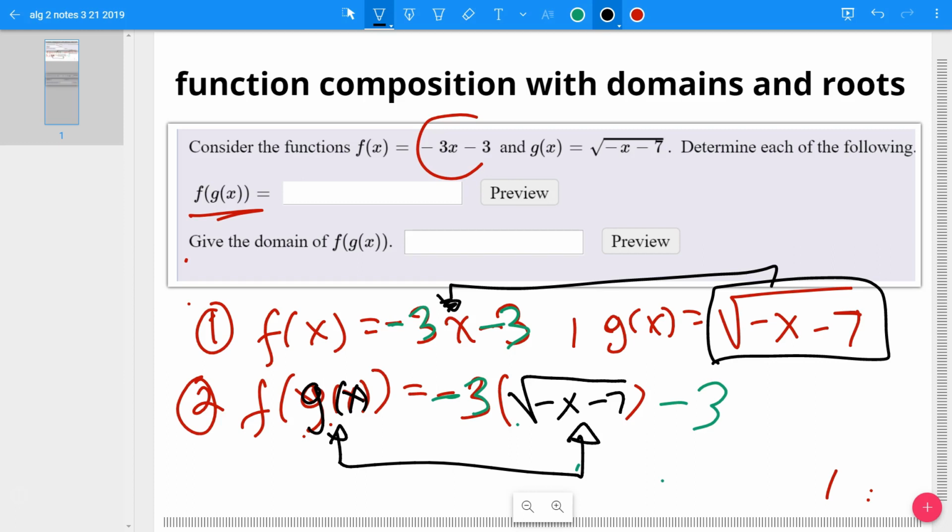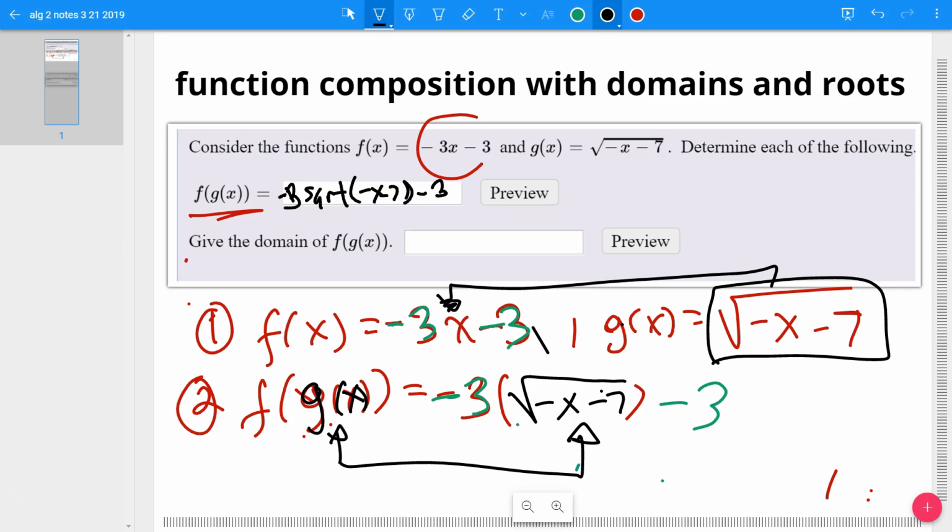This is called function composition. So that goes in this position right here. Take a look. I'm going to put the following. The negative 3. I'm going to put sqrt. If you're in my class, remember sqrt is short for square root, or you can use the little panel. So this is now negative x minus 7. And then at the end I have the negative 3.